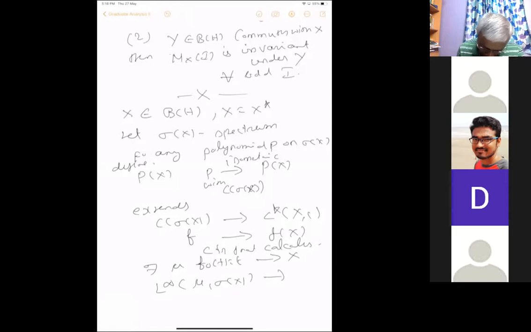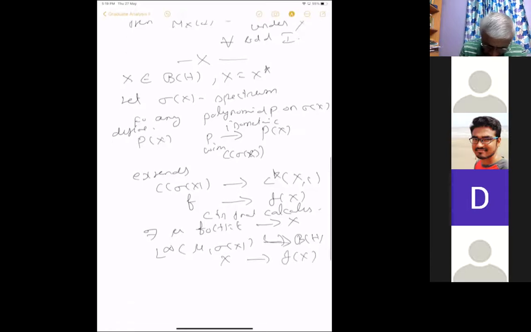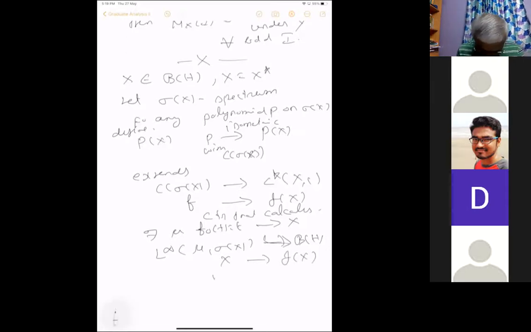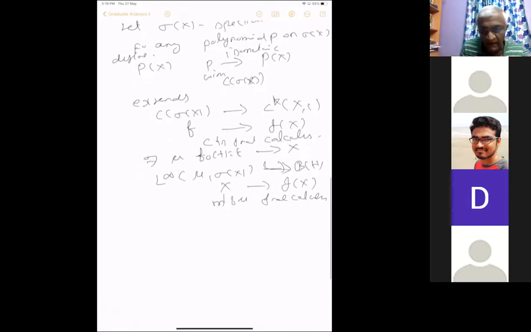Similarly, we have a map from L infinity into B of H. This is also, of course, denoted f going to f of X, and we call it the measurable functional calculus. Measurable functional calculus is just an extension of the continuous functional calculus. But remember, measurable functions are defined up to almost everywhere, so if two functions are equal almost everywhere, then their operators should be equal. And it's also isometric.